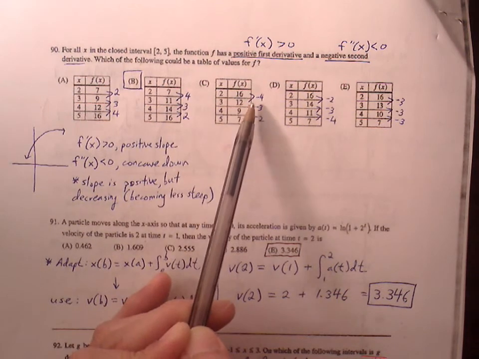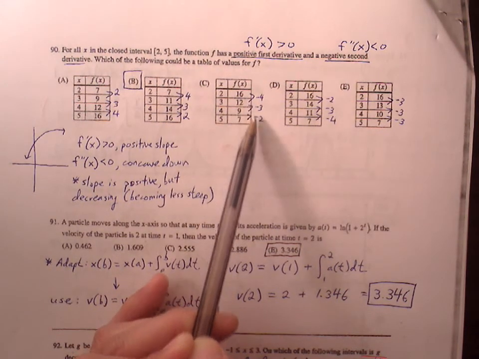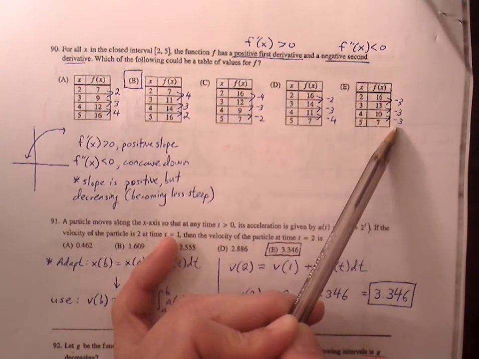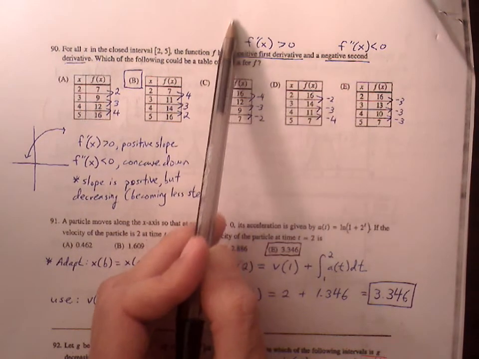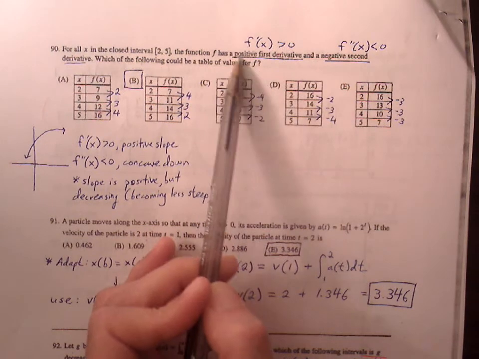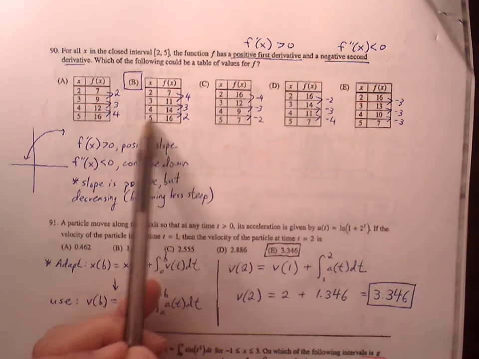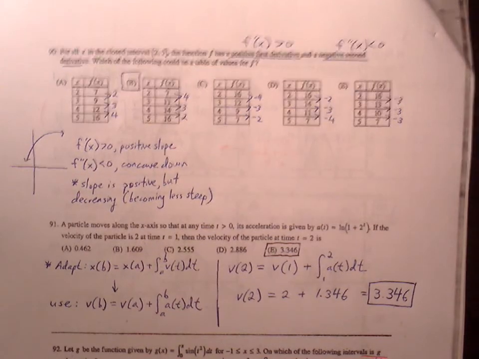C is incorrect because we're getting a slope of -4, -3, -2. These are all negative slopes, which contradicts what we know to be true and the fact that this graph is always going to exhibit positive slope. Okay, so answer choice B is the correct one.